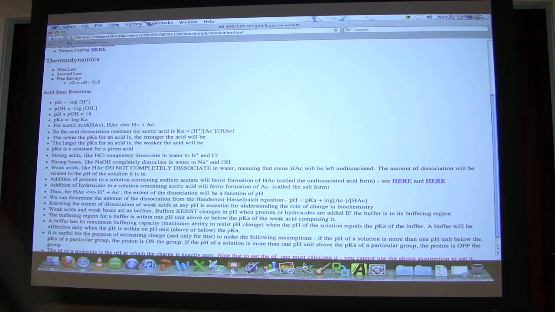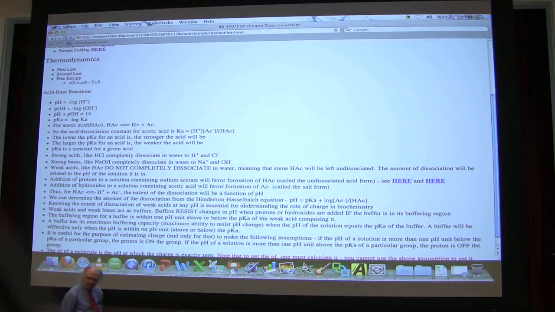So I've defined a buffer for you. A buffer is a system that resists change in pH. Yes, ma'am? Does it work the same whether the buffer starts in a system or whether you add the buffer later? Does it matter if you add the buffer first or you add the other stuff later? It turns out it technically doesn't, no. Good question.